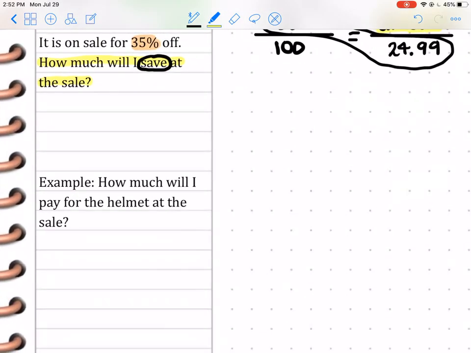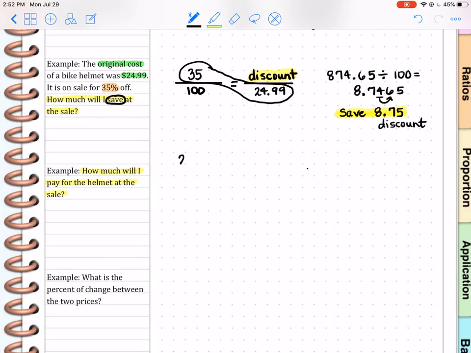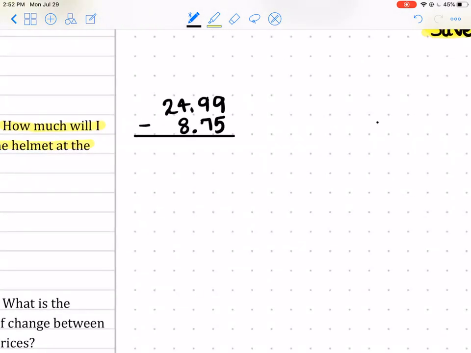Okay, second question is just a question. There's really nothing, no more information. How much will I pay for the helmet at the sale? Well, you have to take your original, which was $24.99, minus the discount that you just found. So we're going to have to do some simple subtraction. You can do this on your calculator or you can do it by hand, either way.